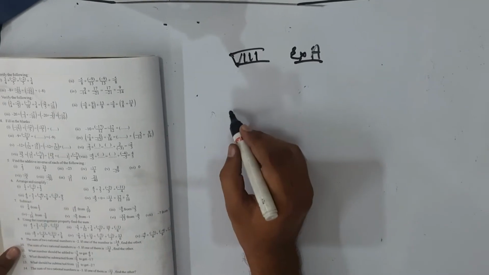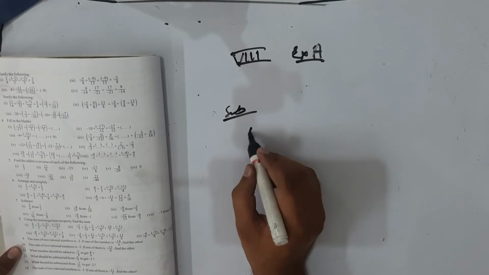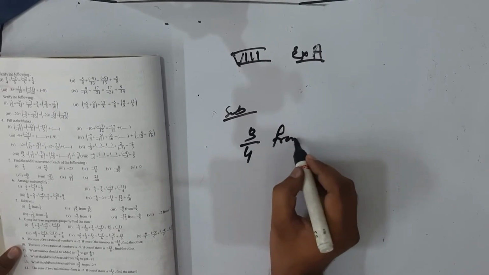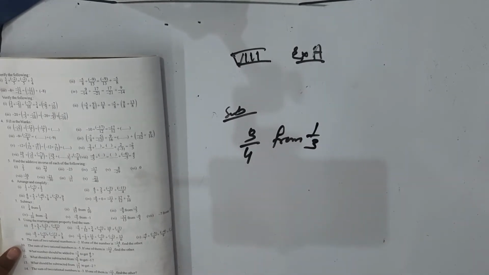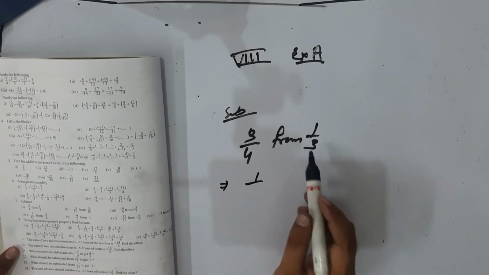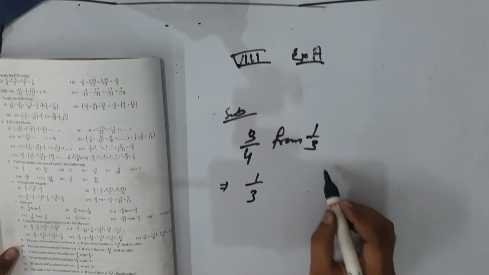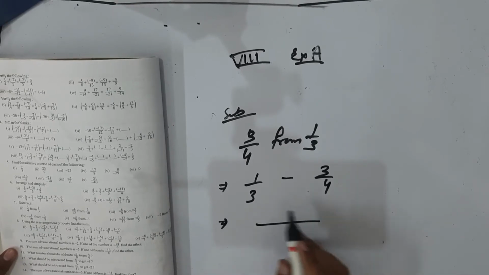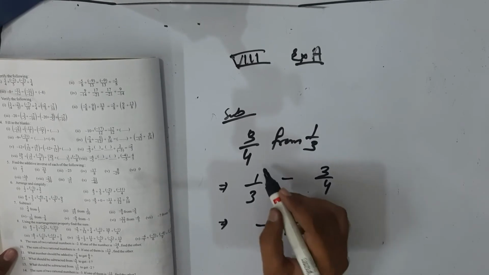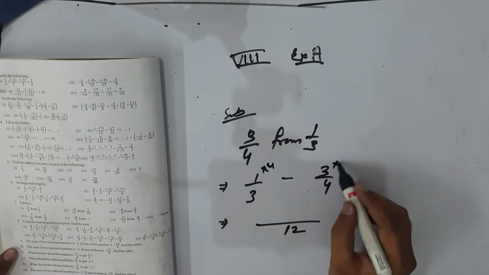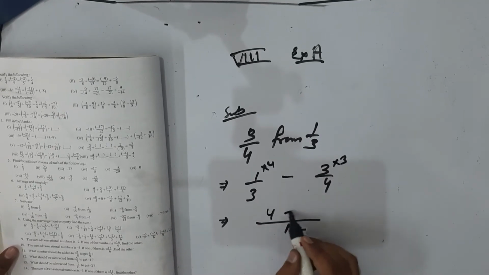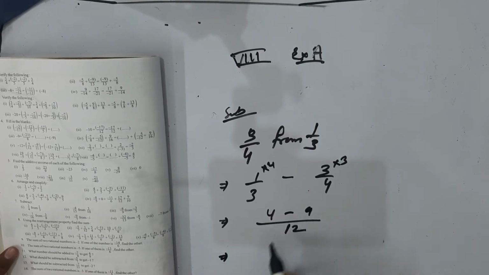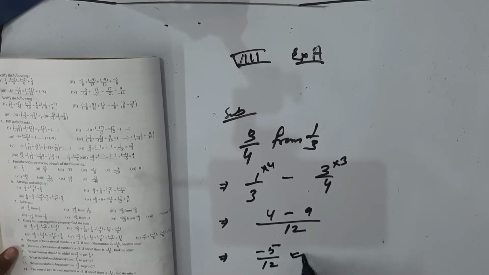See another question. We have to subtract 3 upon 4 from 1 upon 3. We have to subtract 3 upon 4 from 1 upon 3. To solve this, we have to change the place. 1 upon 3 will come forward, 3 upon 4 will go backward, and from will change into minus. Take their LCM, LCM will be 12. How many times does it have to be multiplied? How many times does this have to be multiplied? So it will be 4 and this will be 9, and you know that 4 minus 9 is minus 5 upon 12. That is the answer.